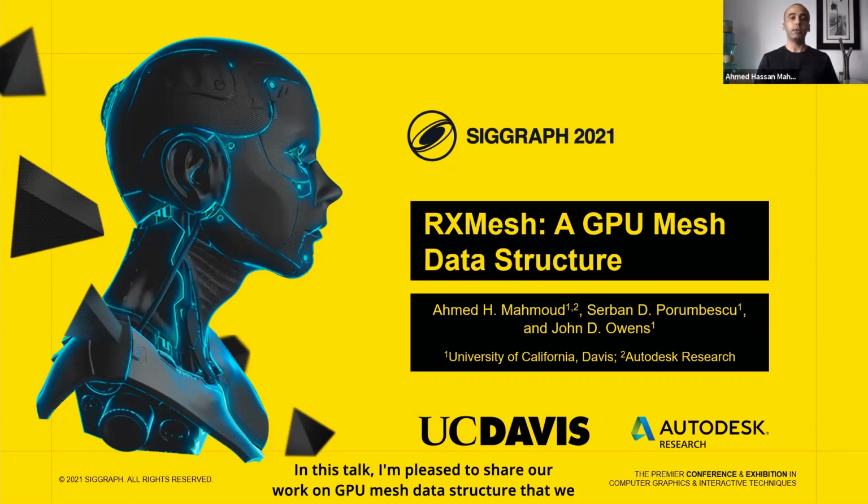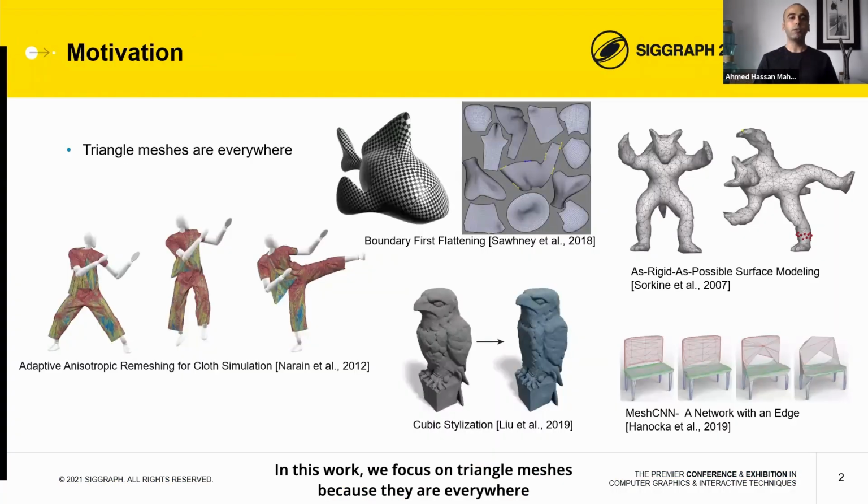In this talk, I'm pleased to share our work on GPU mesh data structures that we developed to speed up geometry processing applications on the GPU. In this work, we focus on triangle meshes because they are everywhere and are used in so many applications, from simulation, modeling to visualization, and so many computational geometry applications.